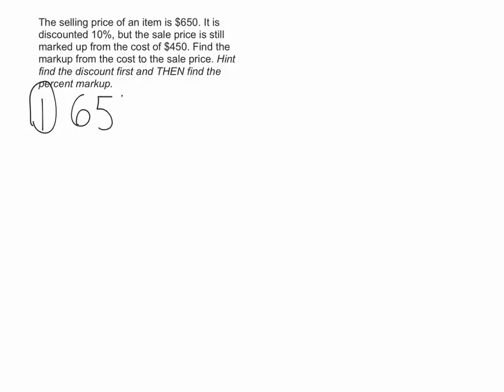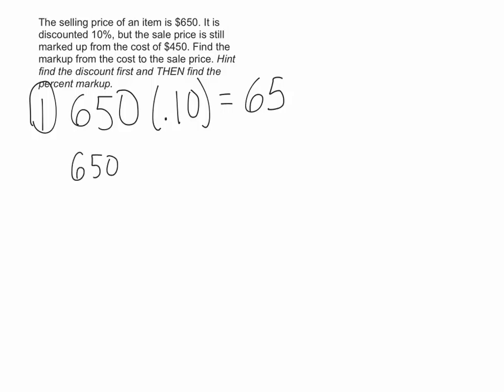We're going to take the 650 and multiply that by the 10% in order to find the discount, but we know that we have to convert that to a decimal, so it becomes 0.10, and that leaves us with 65. So now we can subtract the 10% discount, 65, from the selling price, $650, which gives us 585.